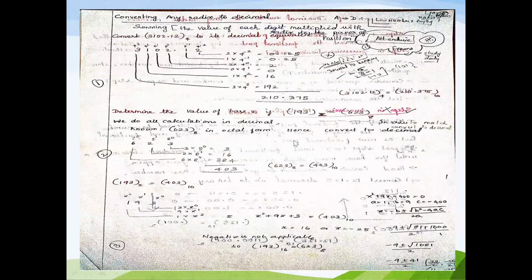So next is converting any radix to decimal. If you are given a number in any radix, how can you convert it to decimal? Anything means any number system to decimal. So summing, the value of each digit should be multiplied by its radix to the power of its position. That is the formula that has to be used.